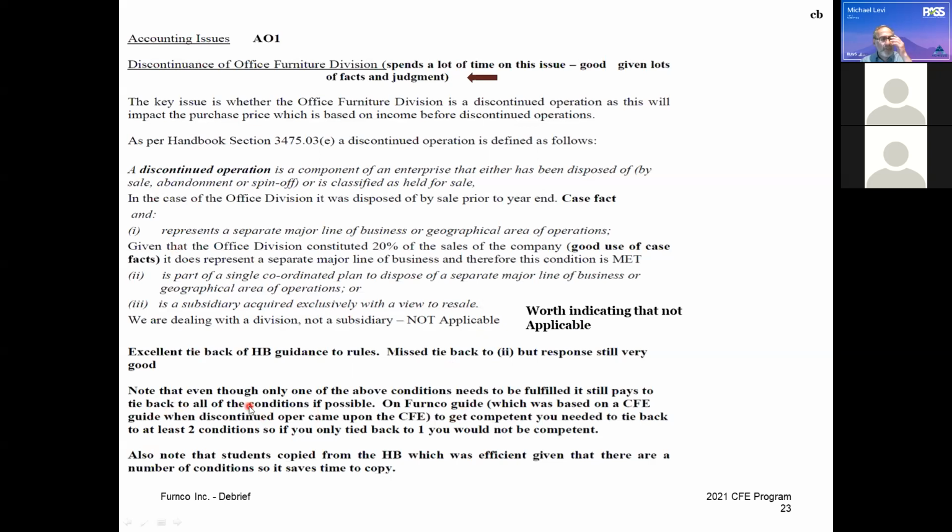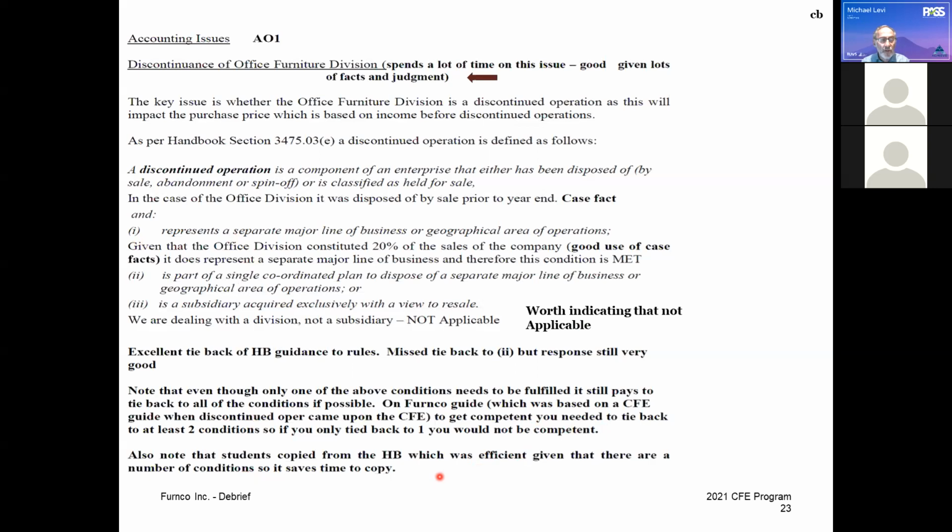Also, note that even though only one of the above conditions needs to be fulfilled, it still pays to tie back to all of the conditions if possible. On the FERNCO guide, which we'll see later on, which was based on a CFE guide when discontinued operations came up on the CFE, to get competent, it turns out you needed to tie back to at least 2 of these conditions. So at the end of the day, if you only tied back to condition 1, that wouldn't be enough to get competent. In real life, I would only tie back to condition 1 because I only need to meet 1 condition. But this is CFE-like where I'm trying to hit a guide.